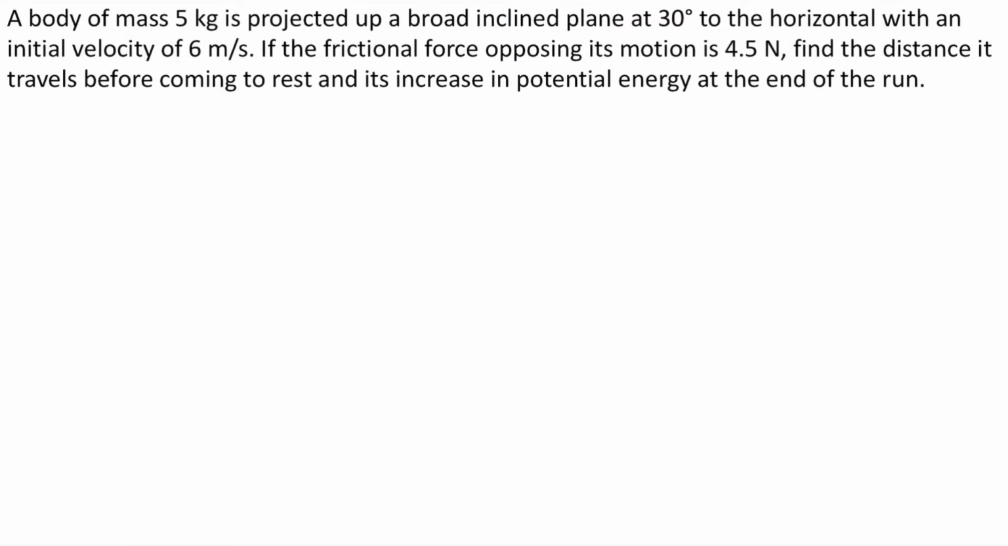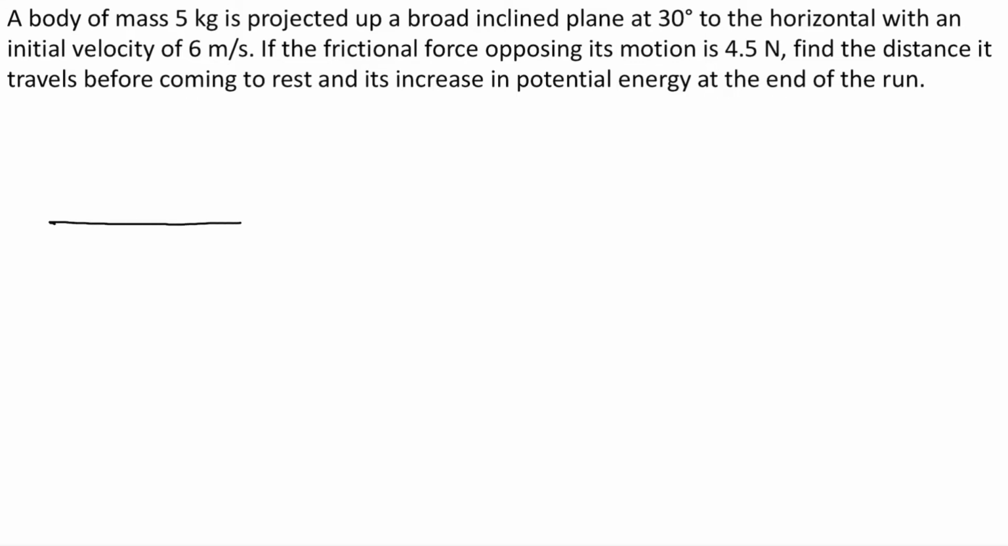A body of mass 5 kg is projected up a broad inclined plane at 30 degrees to the horizontal with an initial velocity of 6 meters per second. If the frictional force opposing its motion is 4.5 Newton, find the distance it travels before coming to rest and its increase in the potential energy at the end of the run.